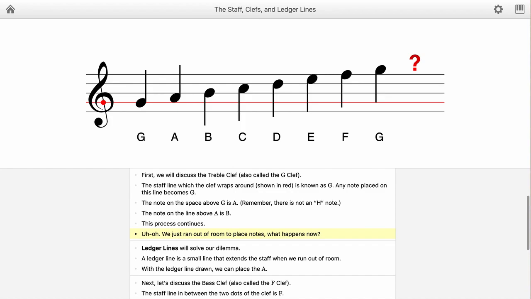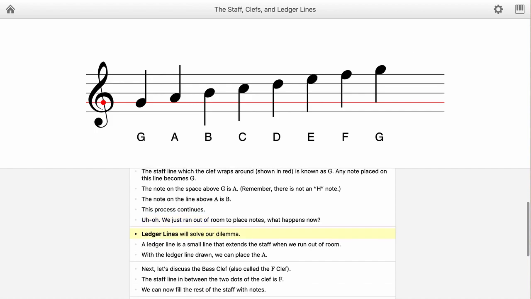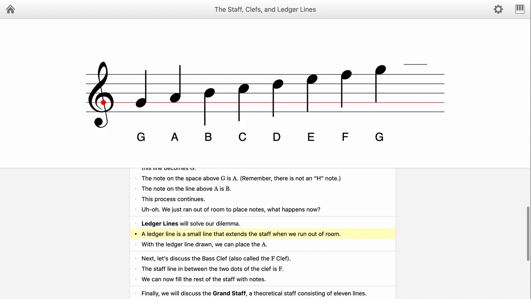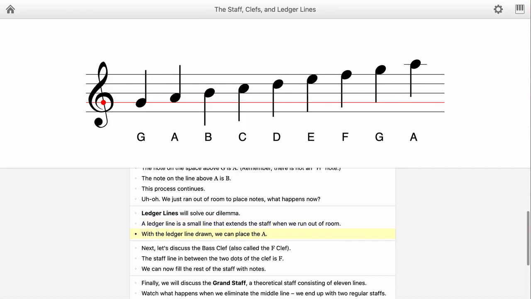Our clarinets and flutes in particular play a lot of notes that are higher than this G. So how do we fix this problem? The answer is another vocabulary term: ledger lines. A ledger line is a small line that extends the staff when we run out of room. This ledger line is really just a small piece of a really long line. Our staff could continue way more than 5 lines and 4 spaces. So we draw the ledger line, and then we put our note on it.